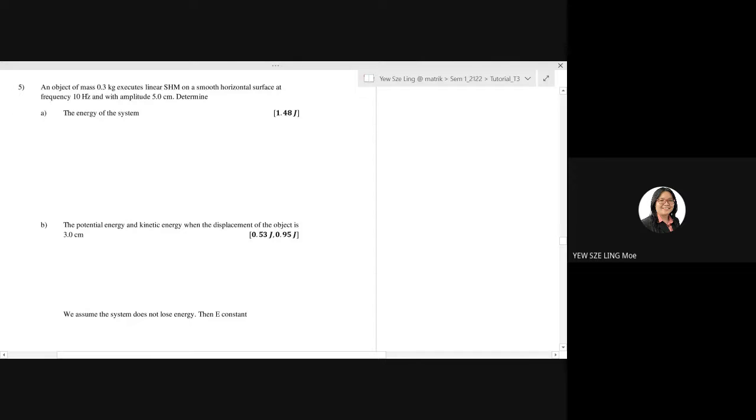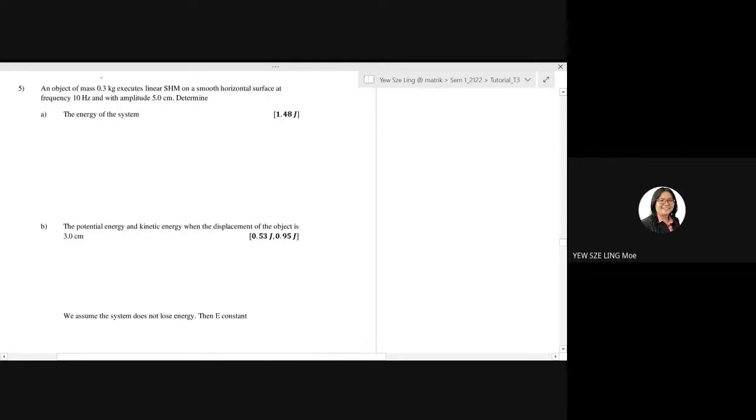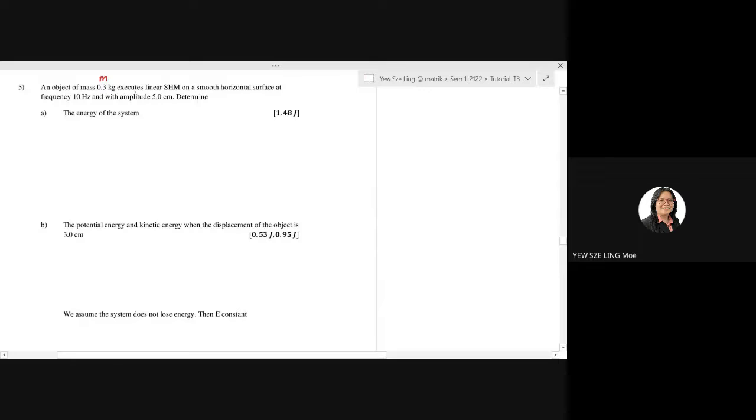An object of mass m, 0.3 kg, executes linear simple harmonic motion on a smooth horizontal surface at a frequency, with an amplitude. So now what are you going to do? You look at the information that you have. You have m, you have A, you have frequency. The question is asking for energy again.